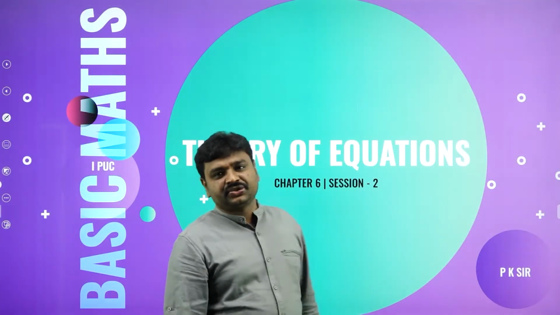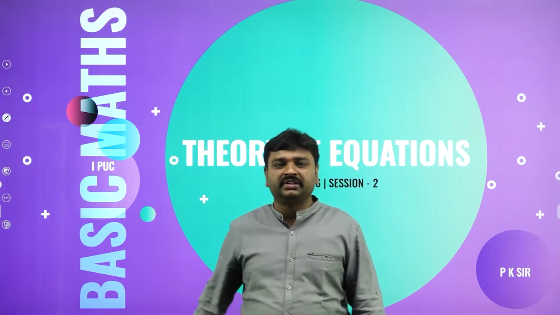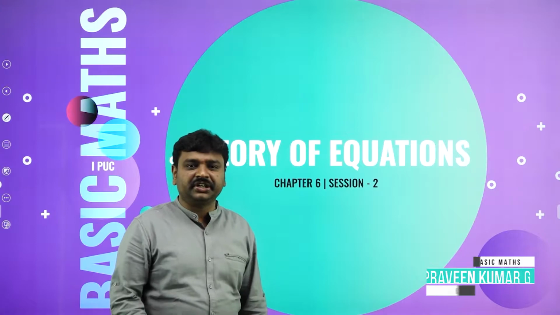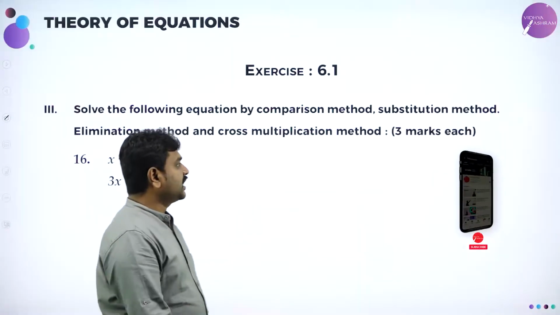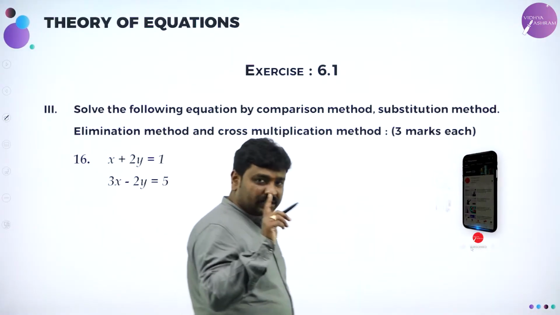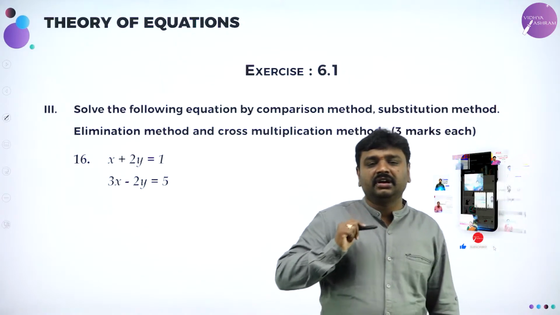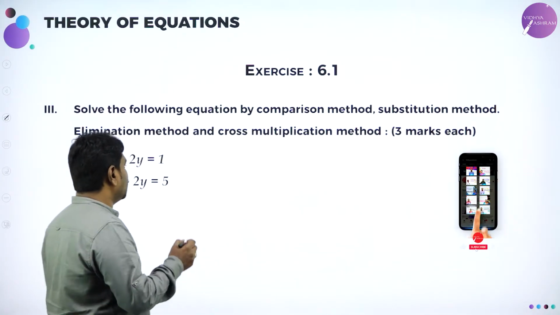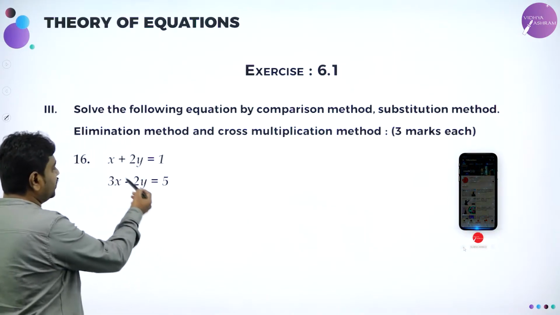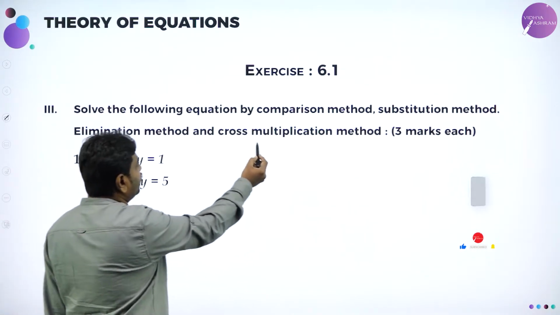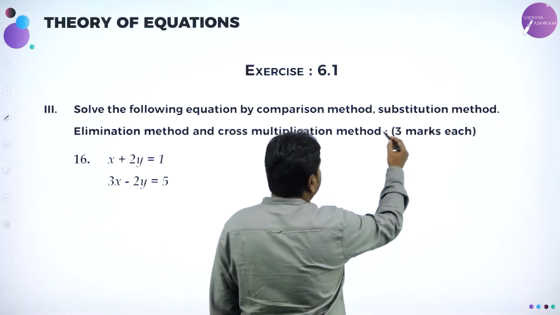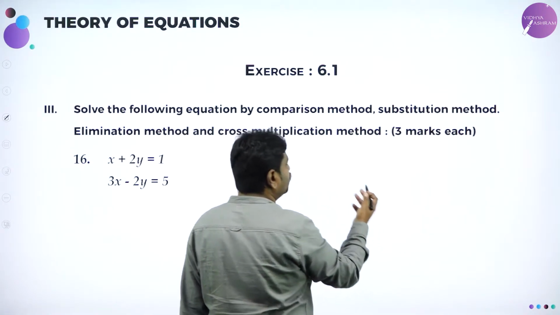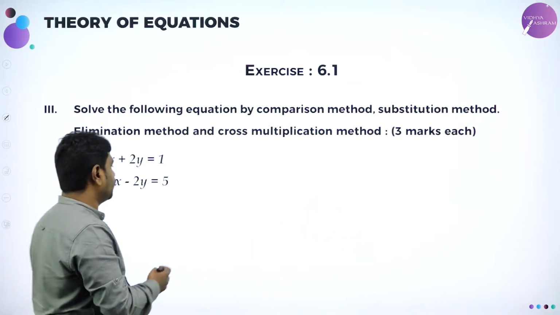Welcome to the session, dear students. Today we'll go ahead with theory of equations, that is solving simultaneous equations containing two variables. In my last class, I taught you linear equation with one variable. Now we'll go for linear equation with two variables. Linear means degree 1 and two variables. Here you can see x and y. So solve the following equations by comparison method, substitution method, elimination method, cross multiplication method. Use any one of the methods and solve it.